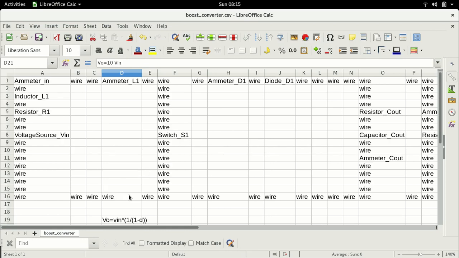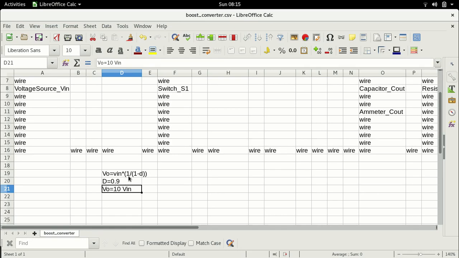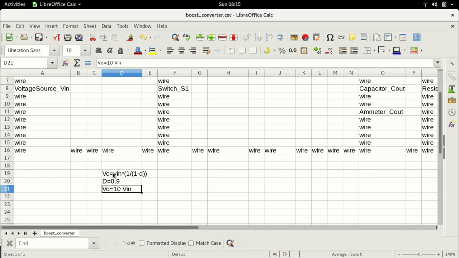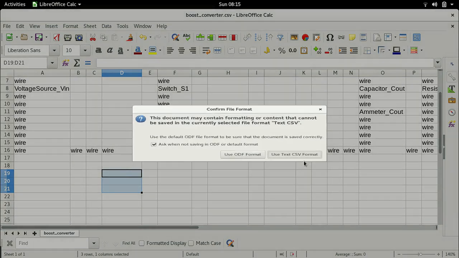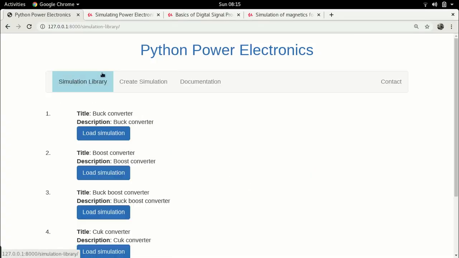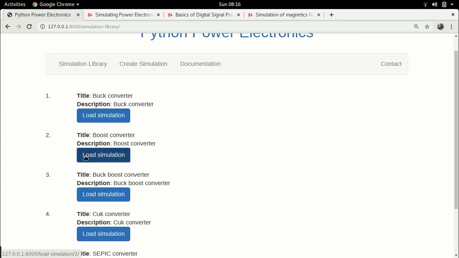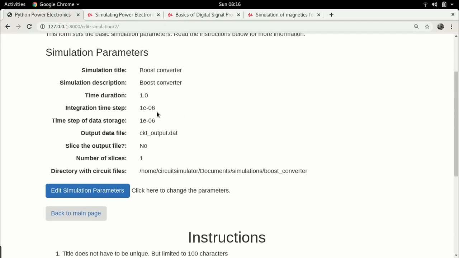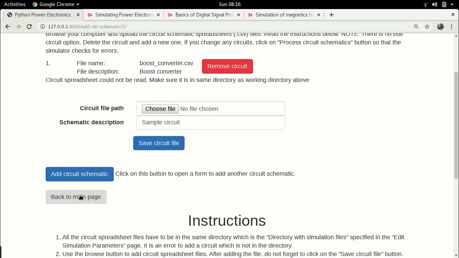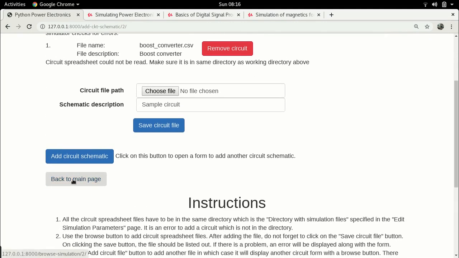Now, in this lecture, I'm going to talk about why this is probably not a good idea. There is usually a limit to how much you can step up using such a boost converter. So let me just delete this so it doesn't change my circuit. Let me save it again. Now let's go over to the simulation and see what's happened. Let's go to the simulation library, go to the boost converter and let me just see the results. Yeah, this is pretty much the same. Add the circuit file. This is the same. I don't have to do anything to it.